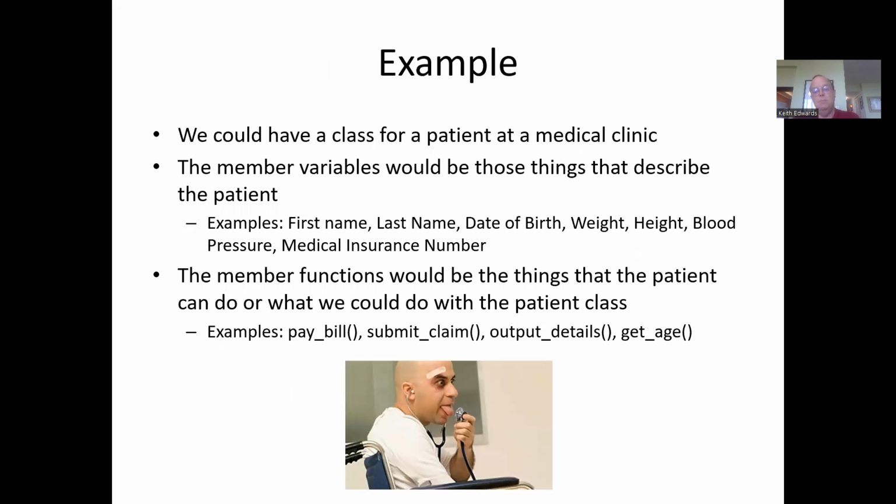So, for example, we could have a patient at a medical clinic. The member variables would be things that describe a patient: first name, last name, date of birth, height, weight, blood pressure, perhaps their medical insurance number. The member functions would be the things that the patient can do, or what we would like to be able to do with the patient class. For example, pay the bill, submit a claim, get details, get their age. Those would be the member functions.